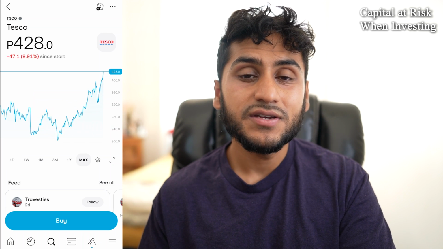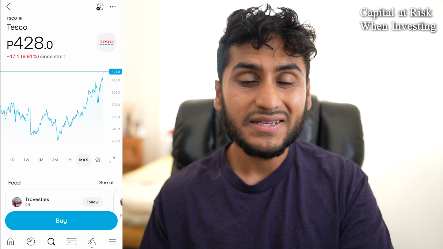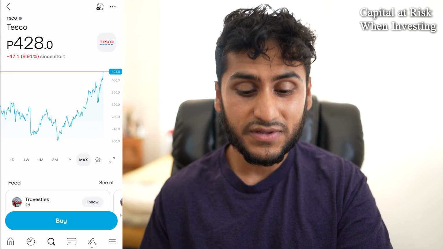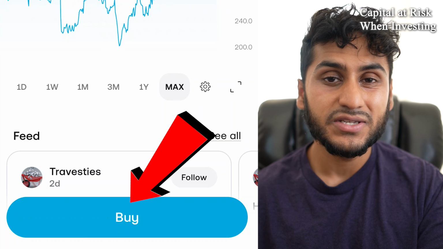So if I've done my research and believe that Tesco is the company that I want to invest into, at the bottom of the screen, you can see a big blue buy button. You're going to want to press that.